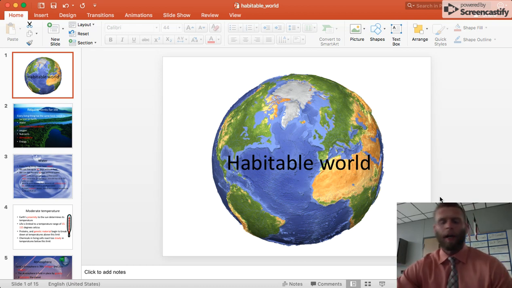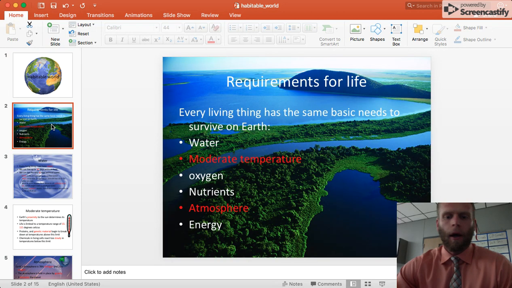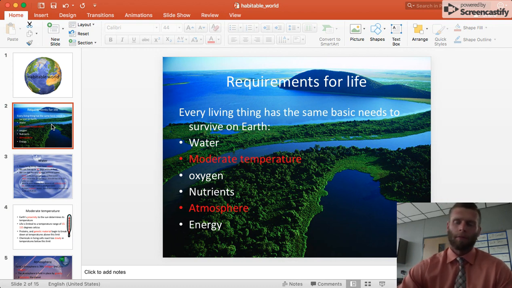All right, today we will be talking about the habitable world in which we live. So first, what are some requirements for life to exist on a planet? Every living thing has some needs. How can we survive on Earth?